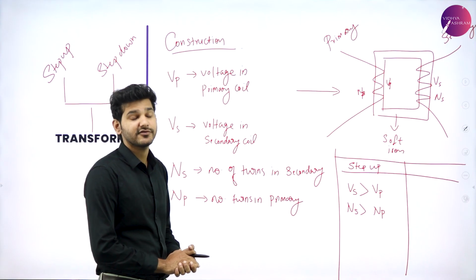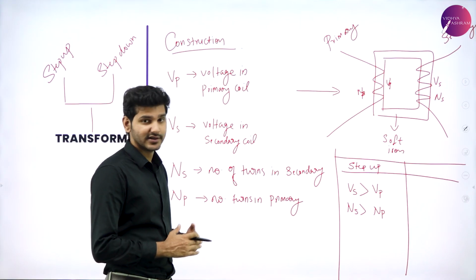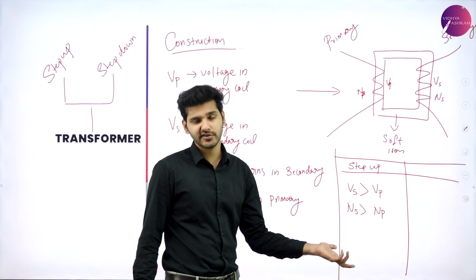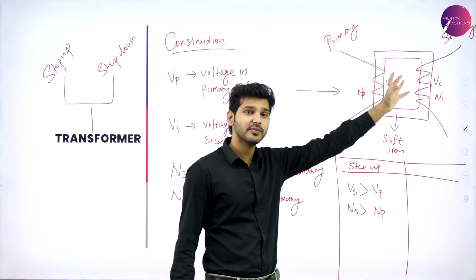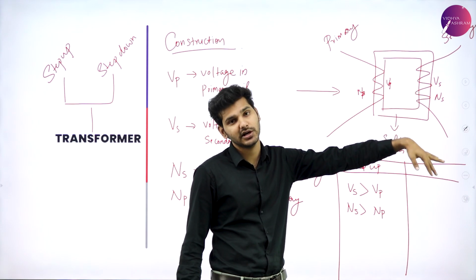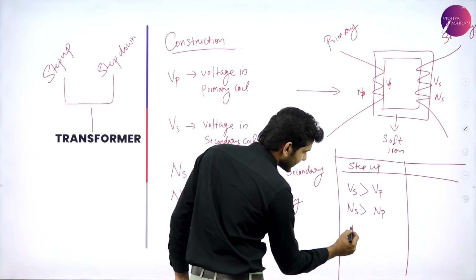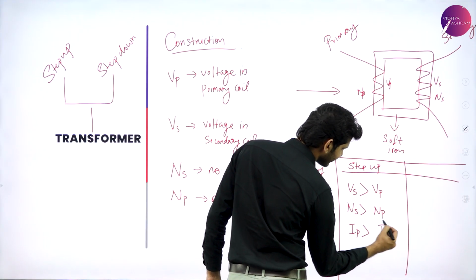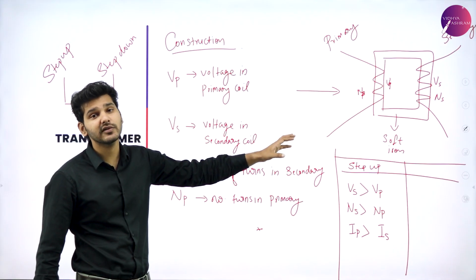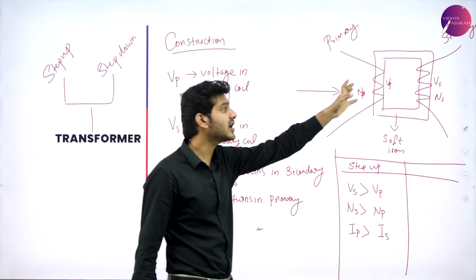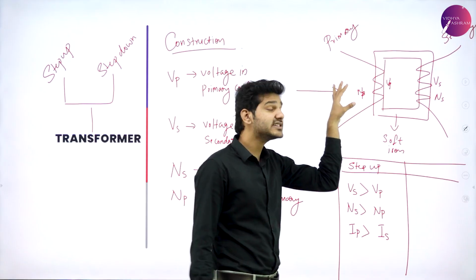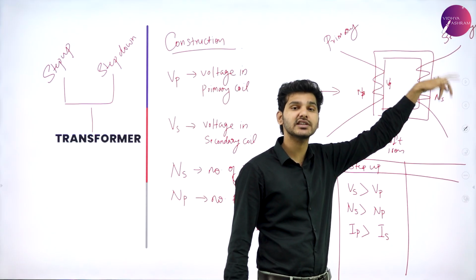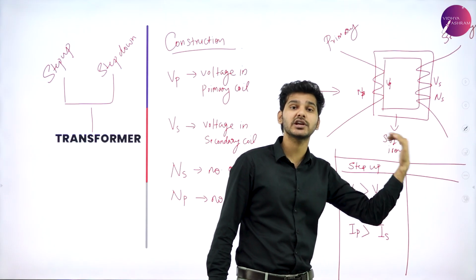The final one is very easy, that is current. We told all about the voltage and number of turns. Now we have to tell about the current value. Obviously if voltage is going up, it means current is automatically decreasing. So I can say that IP will be greater than IS. That is, the current in the primary coil will have a greater value compared to the output value, because when it is entering, it is high current and low voltage. When it is exiting, it is high voltage and low current.